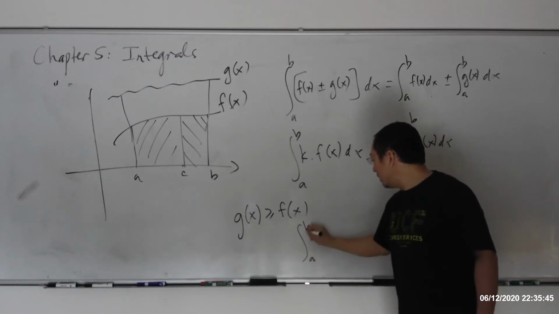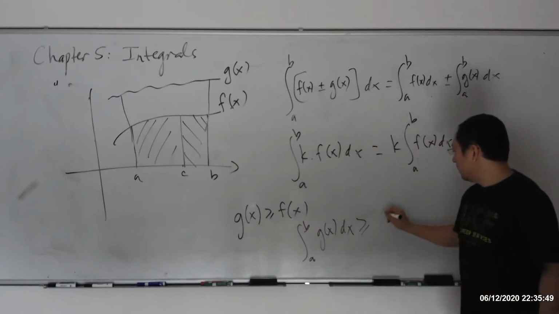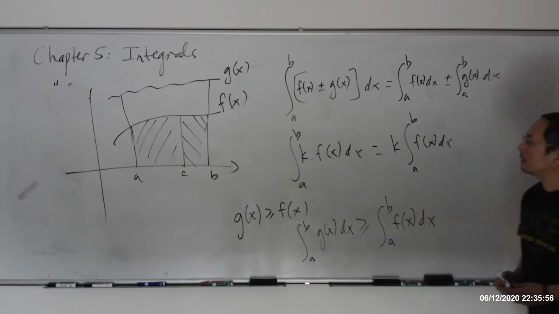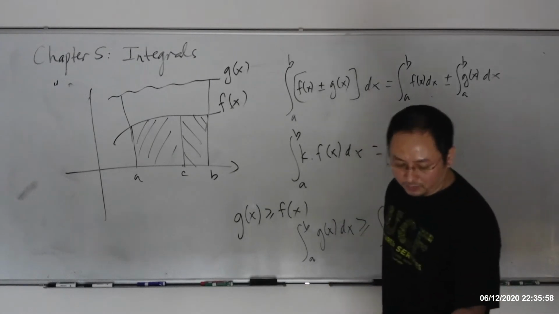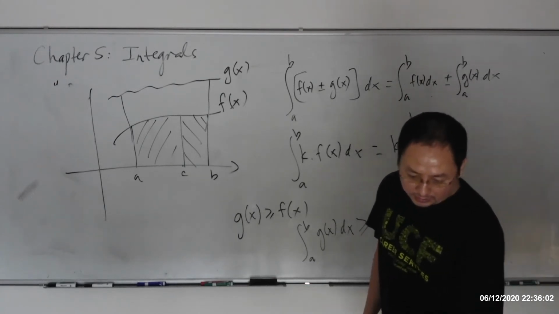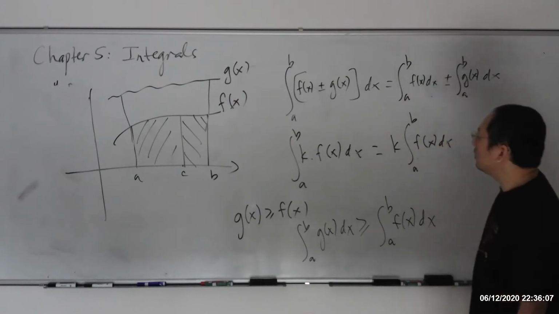If you have this, then what? The integral from a to b of g of x dx is going to be greater than or equal to the integral from a to b of f of x dx. Okay? And this is 5.1 and 5.2. Let me move on to 5.3.